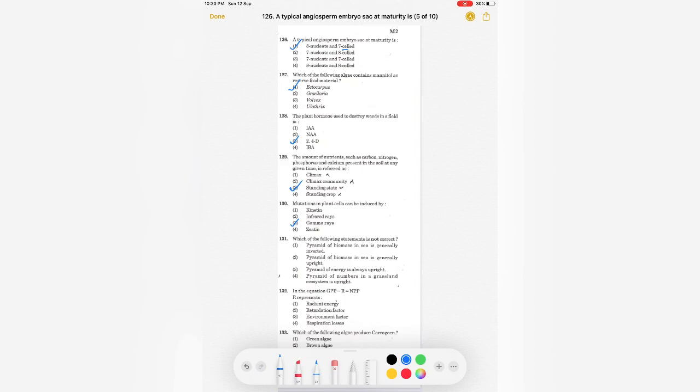Question number 131. Which of the following statements is not correct? Pyramid of biomass in sea is generally inverted. That is correct. Pyramid of biomass in sea is generally upright. That is wrong. So the correct answer for question number 131 is 2. Question number 132. In the equation GPP minus R is equal to NPP, here R represents. The correct answer is respiration losses. That's also a direct question and you can find the same on page number 243 in NCERT.